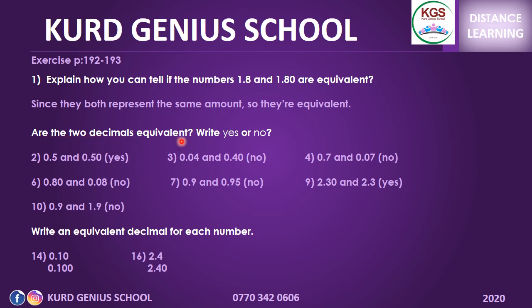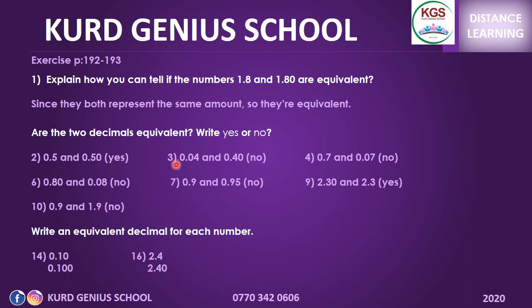Are the two decimals equivalent? Write yes or no. Number 2, 5/10 and 50/10. Yes, they both represent the same amount as example given 1. In other words, here we have 5 and here the same 5. So this 0 doesn't change anything after this 5. So yes, they are equivalent.